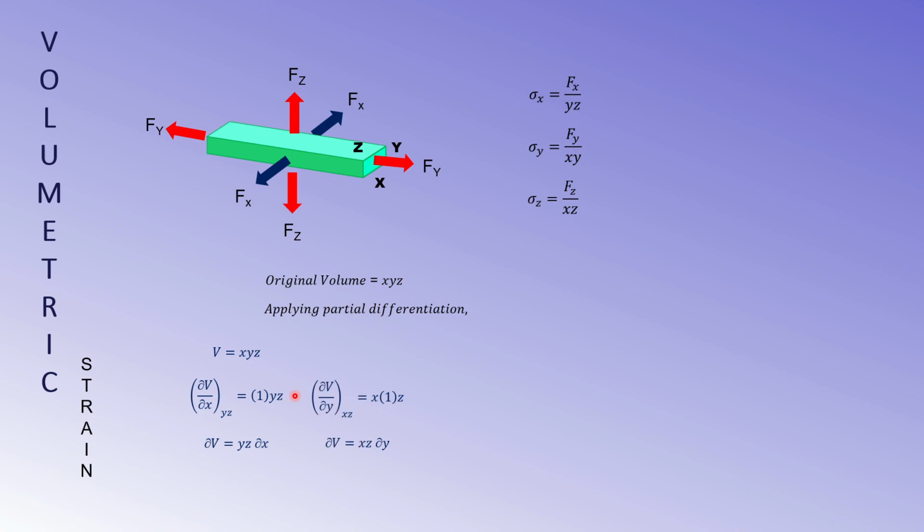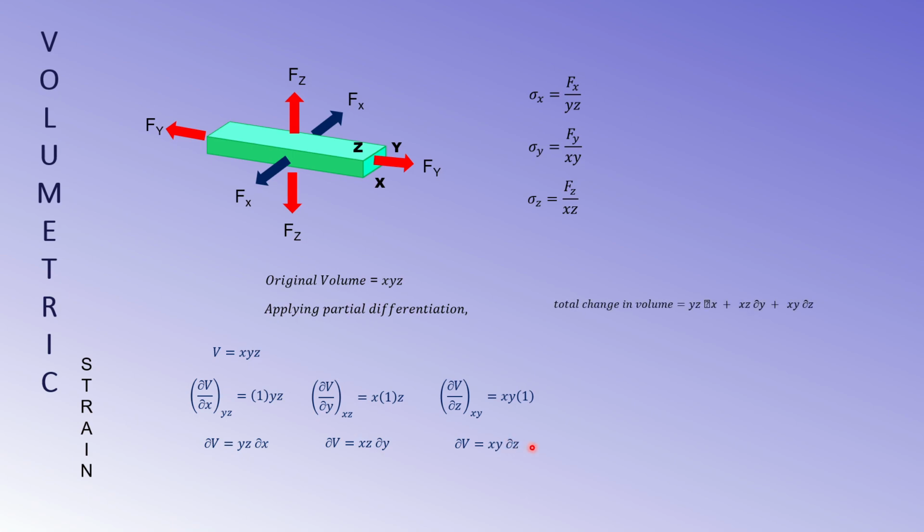Then you have the partial derivative of v with respect to y. So you have delta v equals xz delta y. Or when you consider the partial derivative of v with respect to z, then you will have this. So that is the application of partial differentiation.